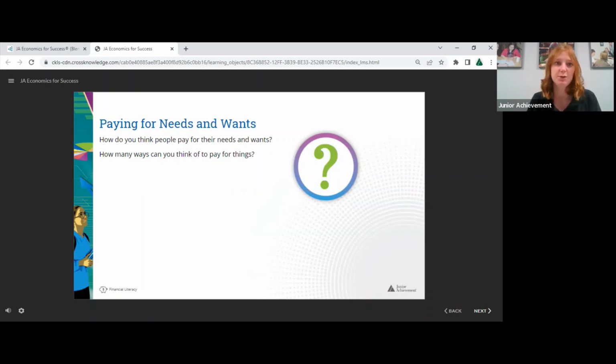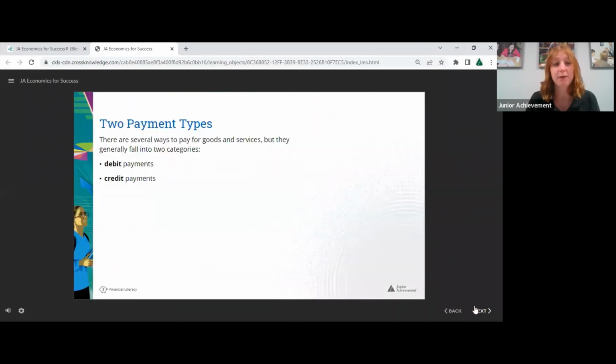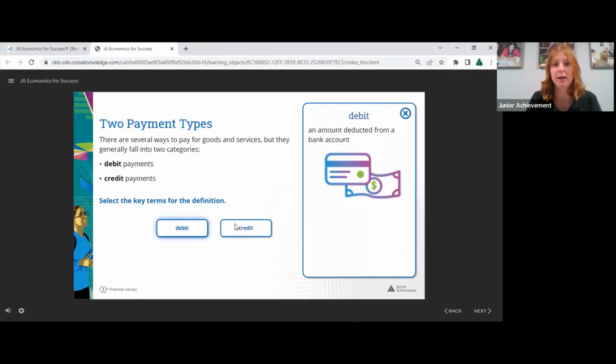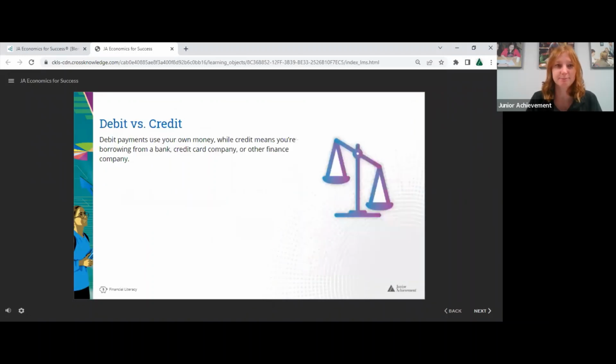The first thing you're going to want to do is ask a few questions to get students thinking and to figure out what they know, maybe what they've learned about this topic from their parents or other adults in their life. Then you're going to want to define debit and credit. These are official vocab words, so you are going to want the students to write down the definitions on their student worksheets. Then you're going to talk a little bit about the difference.